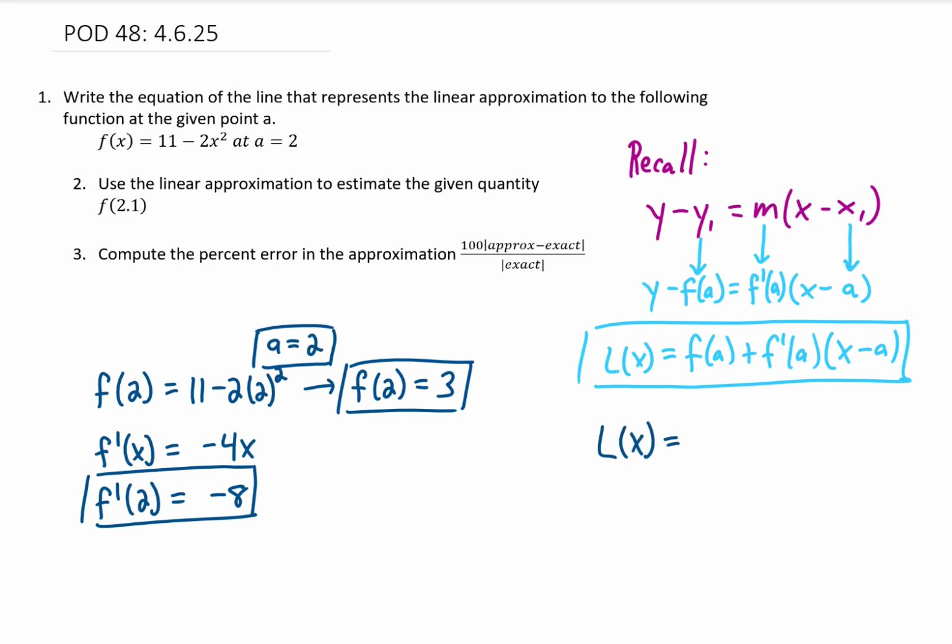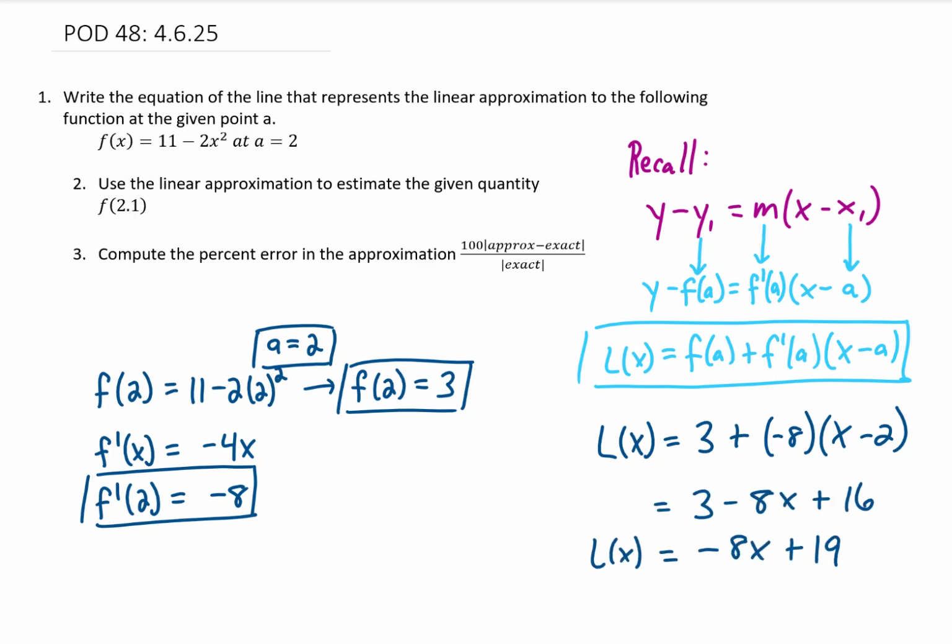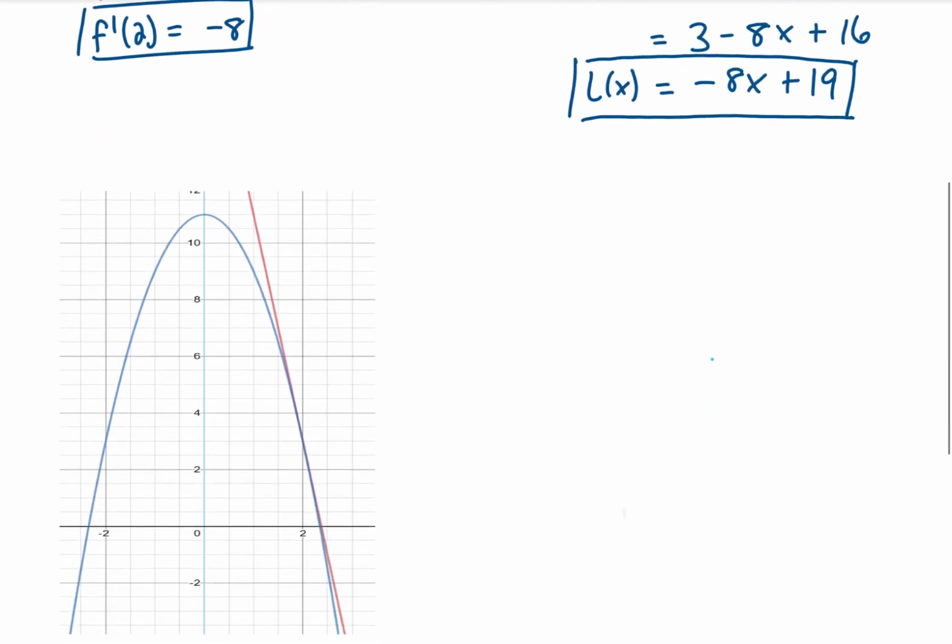I'm getting L of x is 3 plus negative 8 times x minus 2. Now we need to simplify that a little bit. And I have found that the linear approximation to the given function at the given point is negative 8x plus 19. And let me show you a picture of what just happened here.